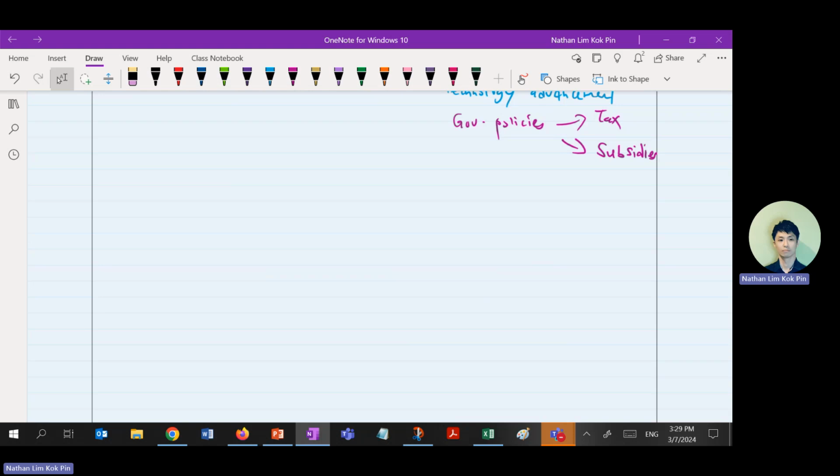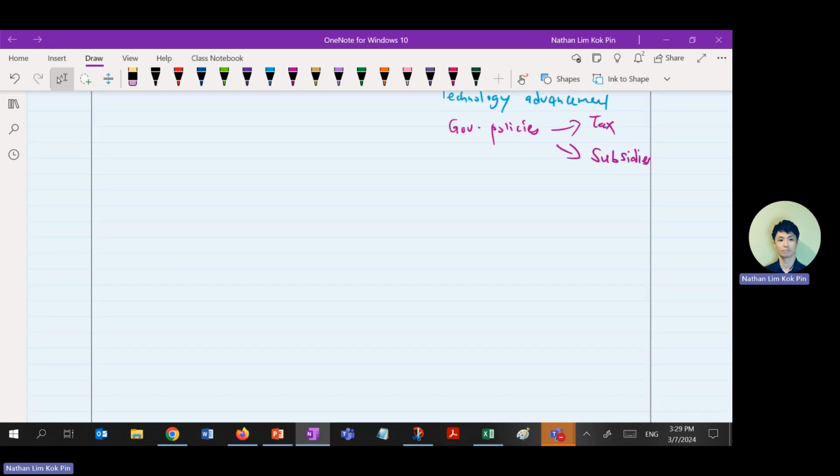Market first. Market can be defined as a platform where there is at least one buyer and one seller.